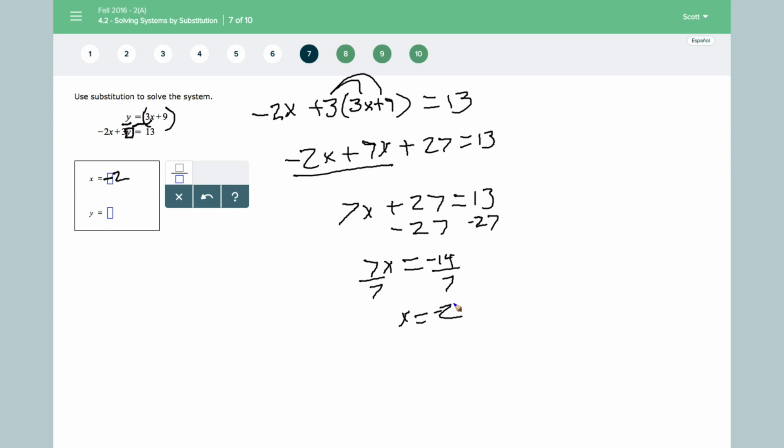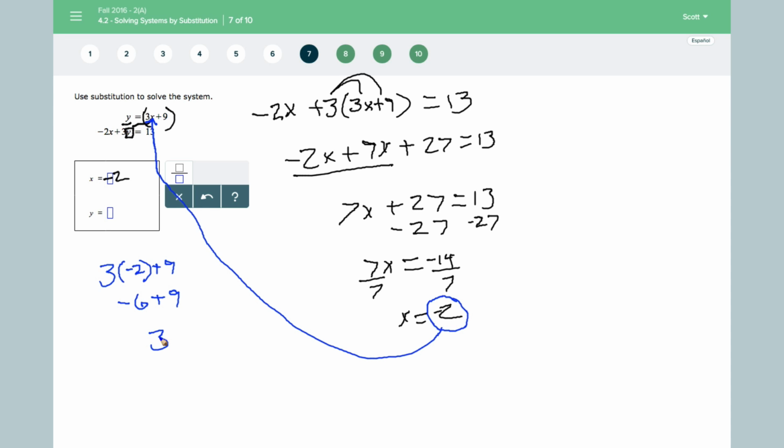So again, I take that number and plug it in wherever I see x, and I'm going to plug it in right there. So I have 3 times negative 2 plus 9. 3 times negative 2 is negative 6, plus 9, which is 3. So that's my y, 3.